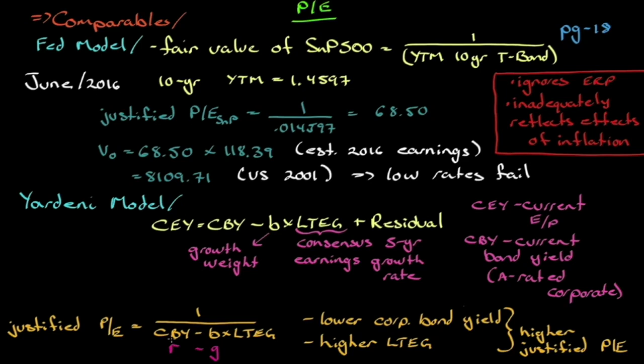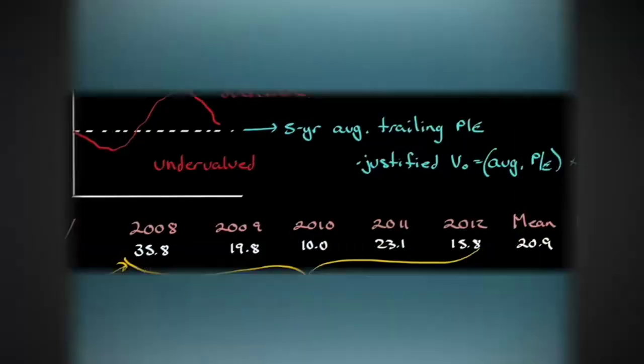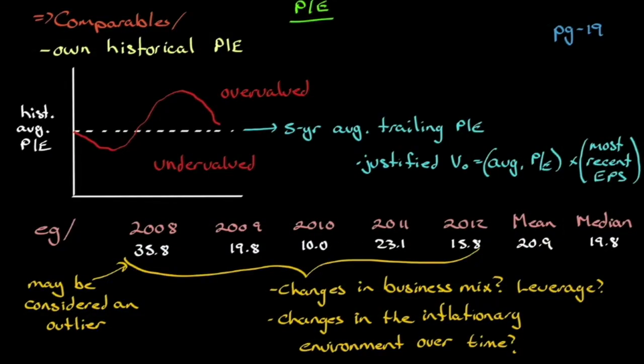For R, the corporate bond yield should represent risk, because it will be the risk-free rate plus a risk premium. And G is the long-term earnings growth rate times some weighting, and it should be minus because more growth reduces risk. So the lower the corporate bond yield or the higher the long-term earnings growth, the higher the justified PE.